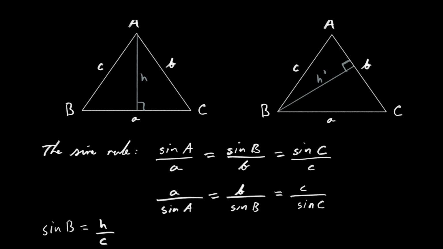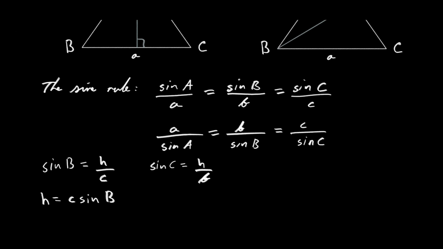We can take the sine of c, and that's going to be opposite over hypotenuse, sorry, not adjacent. The opposite is h and the hypotenuse is b. Now we can get an expression for h just by multiplying both sides by b. So we have that h is equal to the side length b times the sine of the angle c.